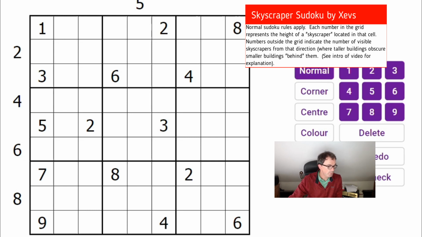Now, I am looking forward to this because this is a puzzle that a viewer has suggested to us, somebody called Xevs, apparently, and they say that this puzzle has an amazing trick in it. So we will make of that what we will. But let's just take a look at the rules.